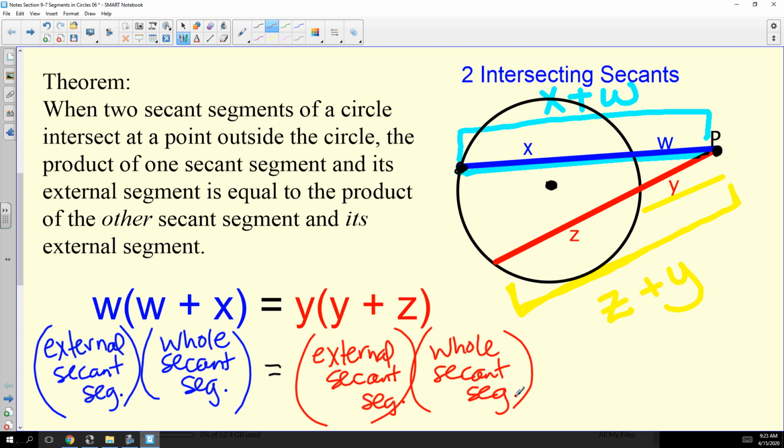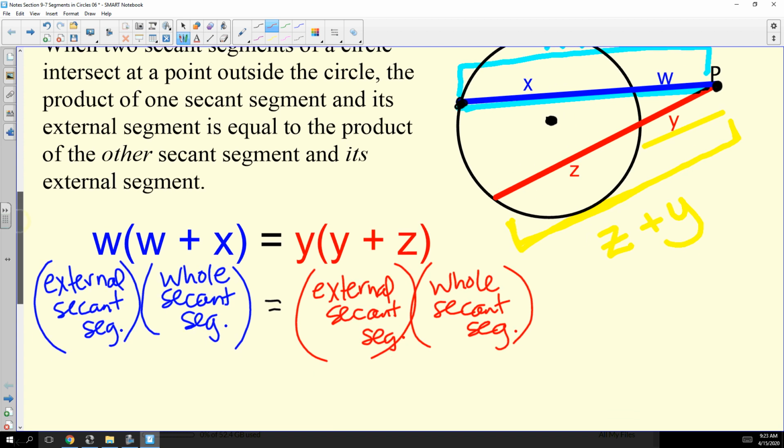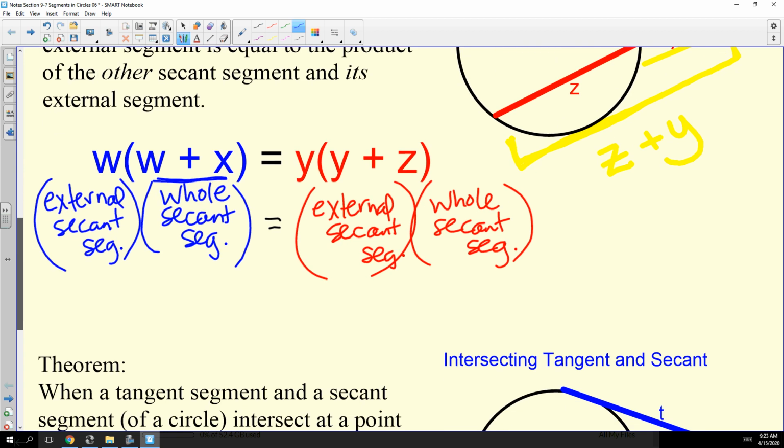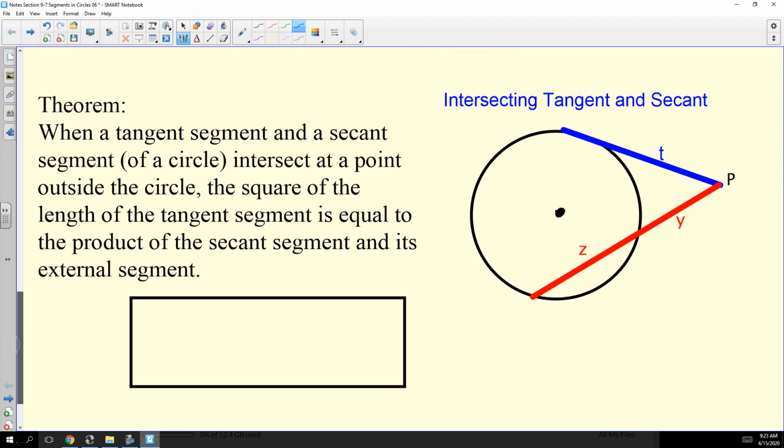Okay, and if you want to label them as external secant 1, and whole secant 1, then you can do that however you wish. But I do think it's a good idea for you to write the words before plugging everything in, and be mindful of the fact that when you want to get the entire secant segment, you have to add the parts that are collinear together, like the segment addition postulate.